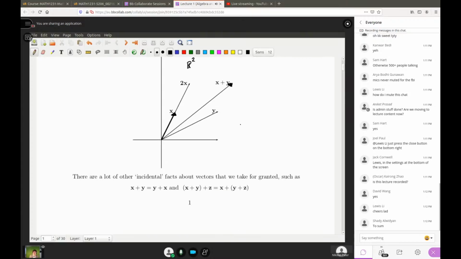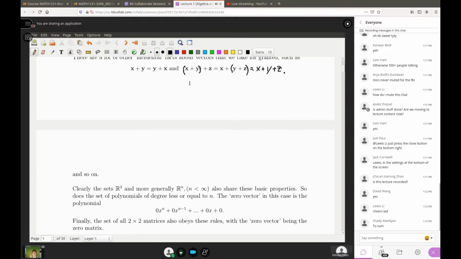There are a lot of incidental facts about vectors which you just take for granted. It doesn't matter if you add x and y, it's the same as adding y and x. Or x plus y, with brackets around it, plus a third item z, is the same as x plus the sum of y and z. In fact, sometimes you just omit the brackets altogether and say x plus y plus z. The brackets don't matter. You can add that stuff together any way you like, and you get the same result, and so on.